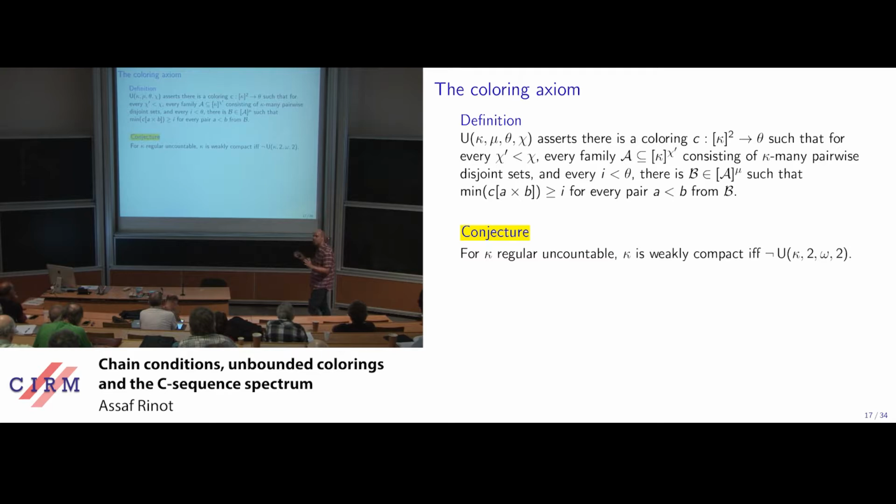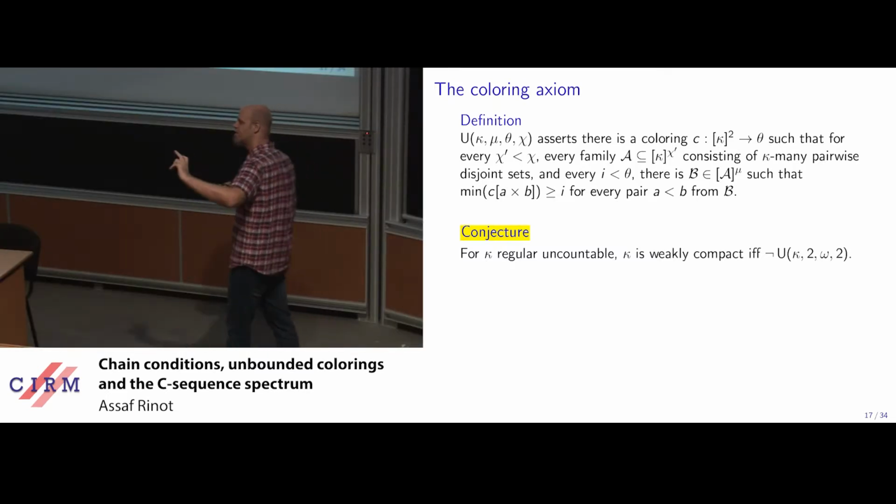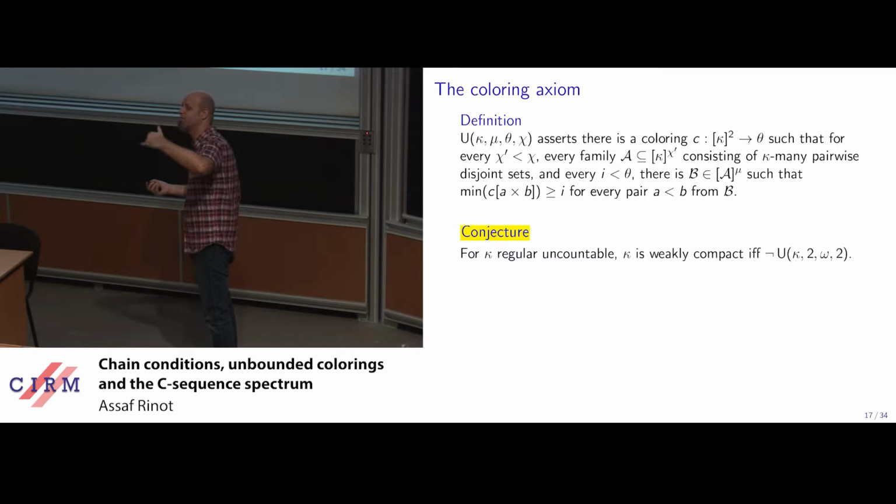Okay, so I'm already arriving at a conjecture. Maybe it's too early, but I feel like maybe this characterizes weak compactness. So the conjecture is that for kappa regular and uncountable, kappa is weakly compact if and only if you don't have an unbounded coloring of this form. So let's parse it. What does it mean, U kappa 2 omega 2? It means that you can color pairs in kappa in omega many colors, such that on any subset of size kappa, you will get infinitely many colors.